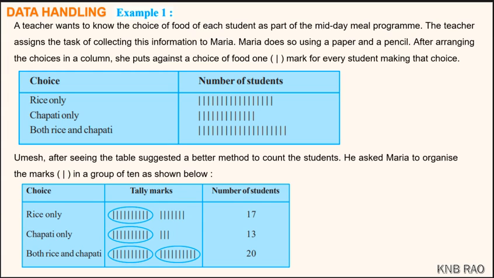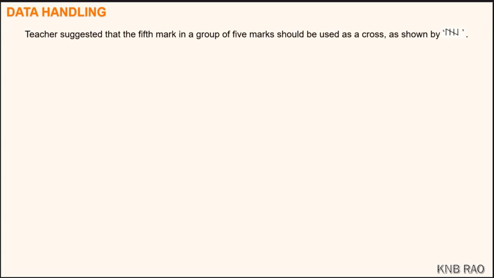Now shown here, the teacher suggested that the 5th mark in a group of 5 marks should be used as a cross. Now that is shown like this. What we do? We'll first mark 4 vertically, and the 5th one we will mark cross way. Okay. Now that helps us in counting as a group of 5s, right?